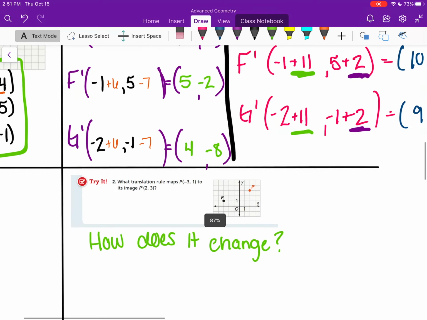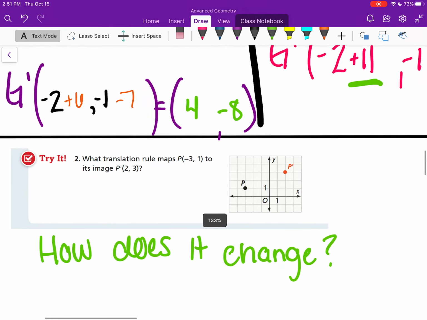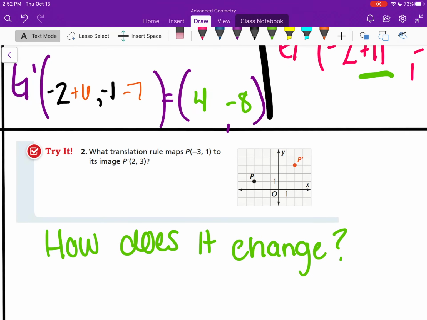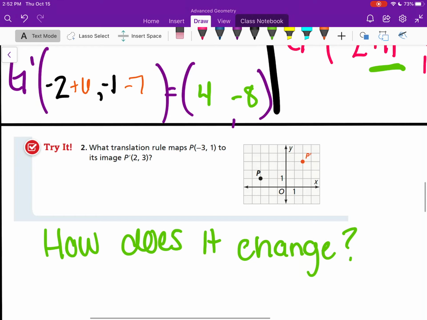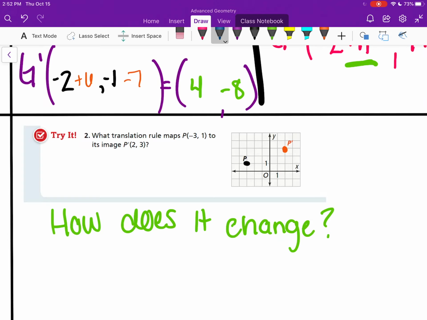All right, example 2 wants you to come up with the rule, aka what's happening. It says you start at point P, which is here at negative 3, 1, and we want to know what is the rule that maps us to our P prime, the image, at 2, 3? What's going on? How does it change? Well, we need to know the translation, so capital T, and we need to know the x and the y.